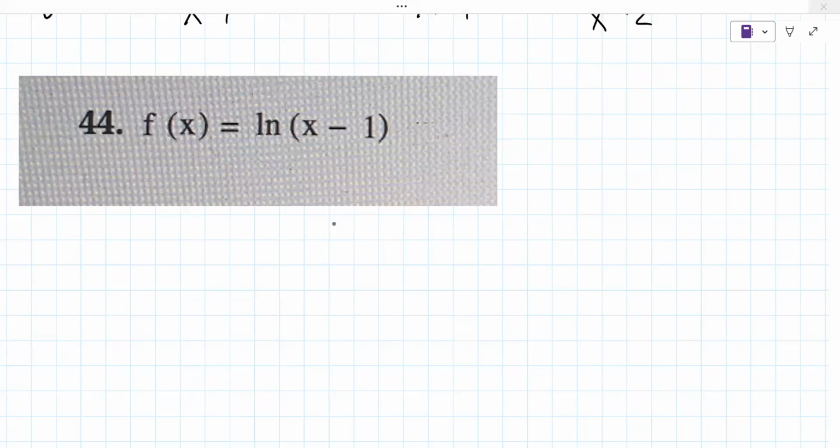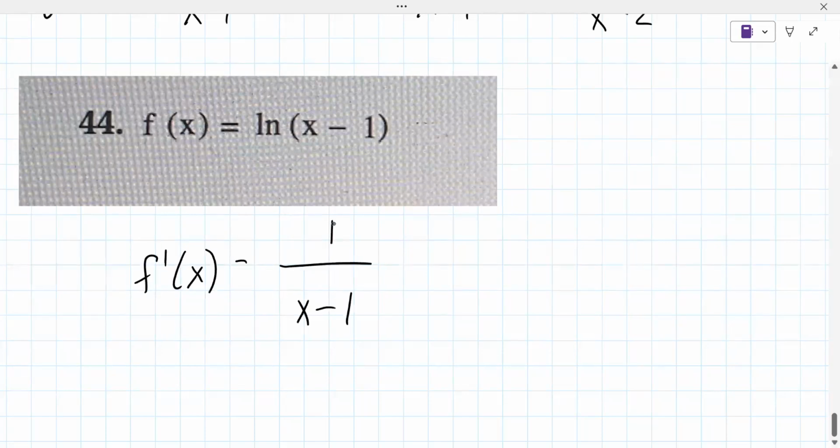So again, your derivative is 1 over the inside function times the derivative of the inside function. What's the derivative of the inside function? x. What's the derivative of x? It would be 1. So a lot of times you are multiplying by 1.